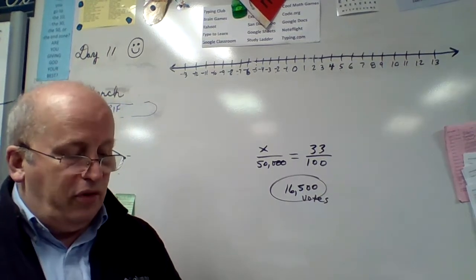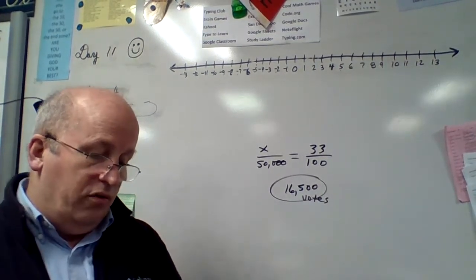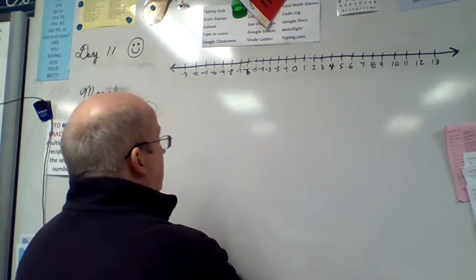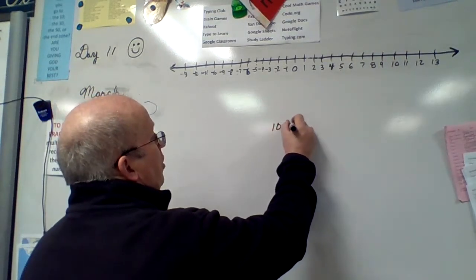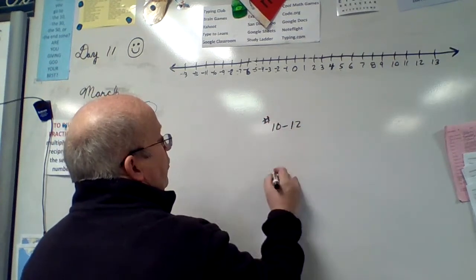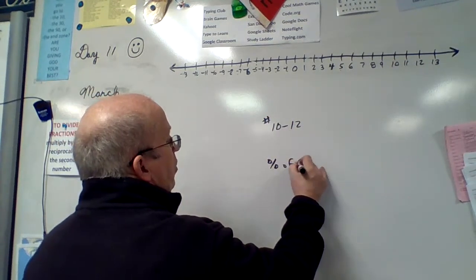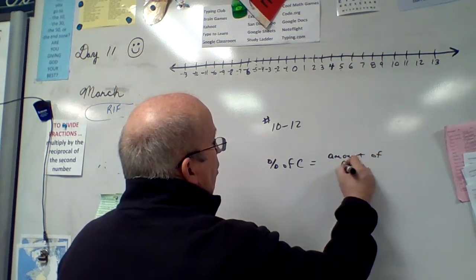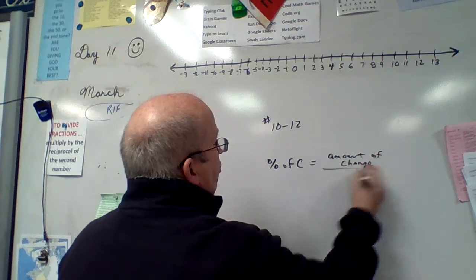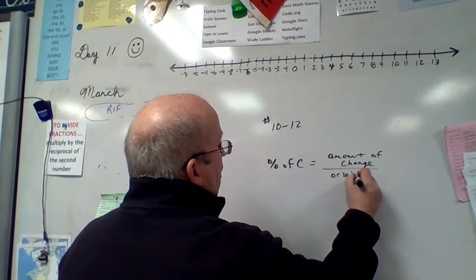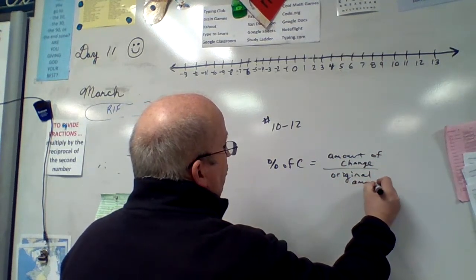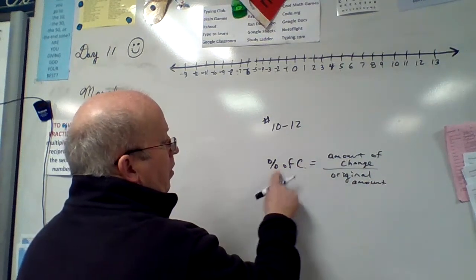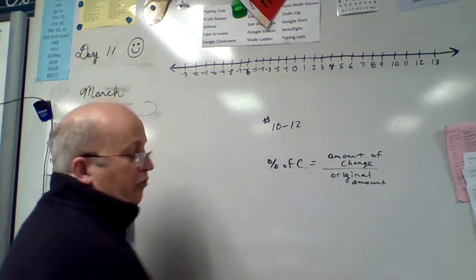Are you going to do stuff like 10, 11, and 12? For 10, 11, and 12, I think you should think about using the formula percent of change equals the amount of change over the top of the original amount. And keep in mind that when I say this formula over here, I really mean x over 100. Percent of change equals the amount of change over the original amount.